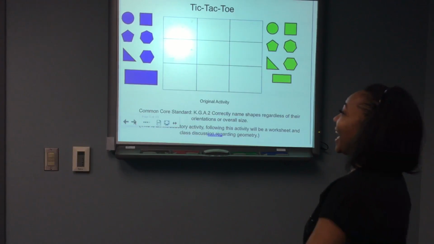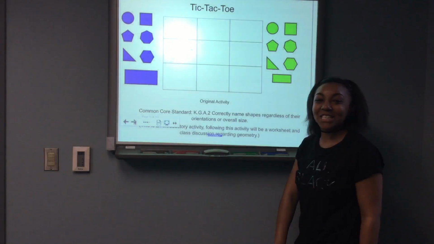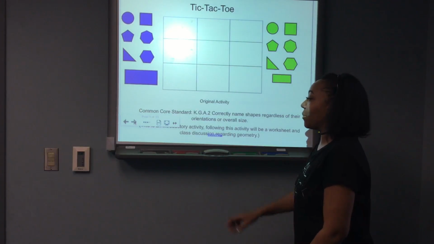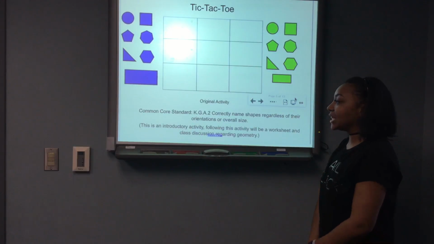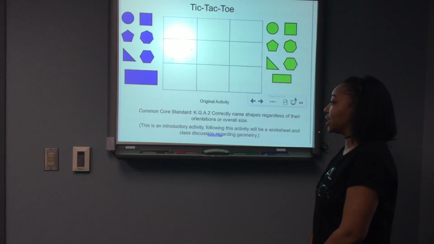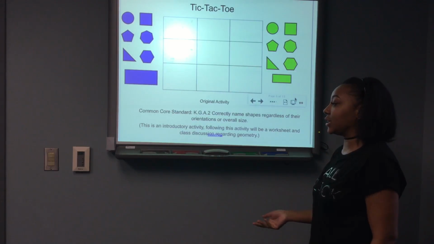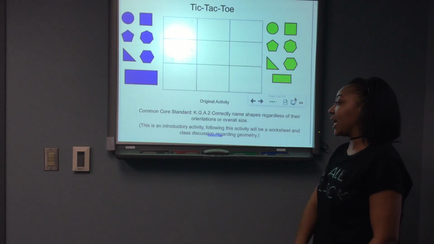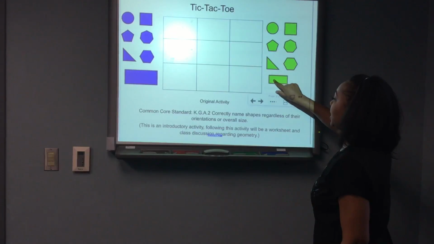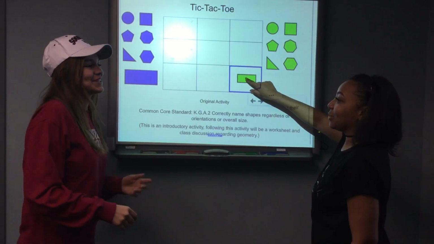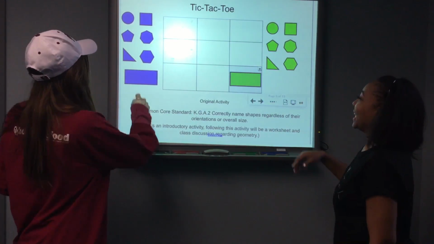And then for this activity, we have tic-tac-toe and the Common Core standard. It's K.G.A.2, correctly named shapes regardless of their orientations or overall size. And this is an introductory activity. Following this activity will be a worksheet and class discussion regarding geometry. So basically what they do is they'll just take the shape. It's a 2-player game, so.